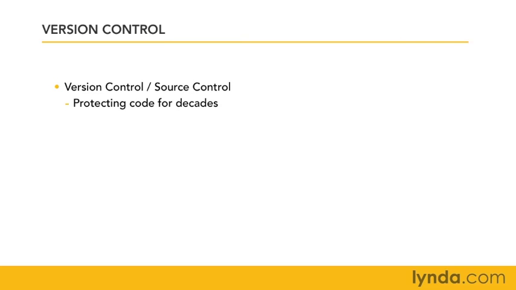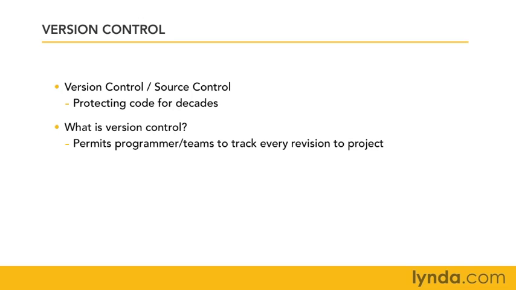Version control systems have been protecting our code for decades. In this movie, I want to give a short overview of version control and how it relates to Visual Studio. Version control, also called source control, is a way to track versions in your software. More precisely, it permits you or your team members to track every single revision made to a project.